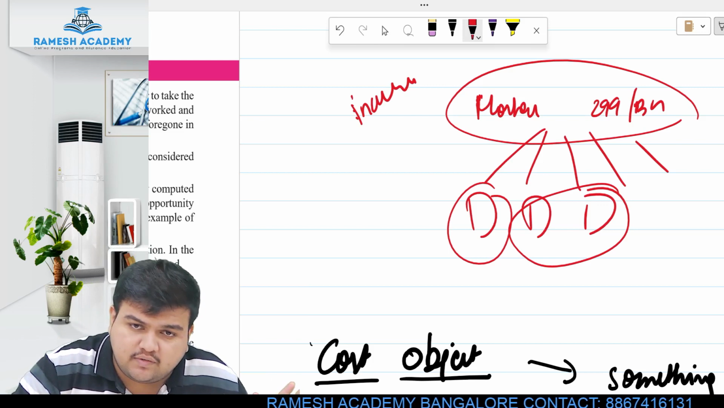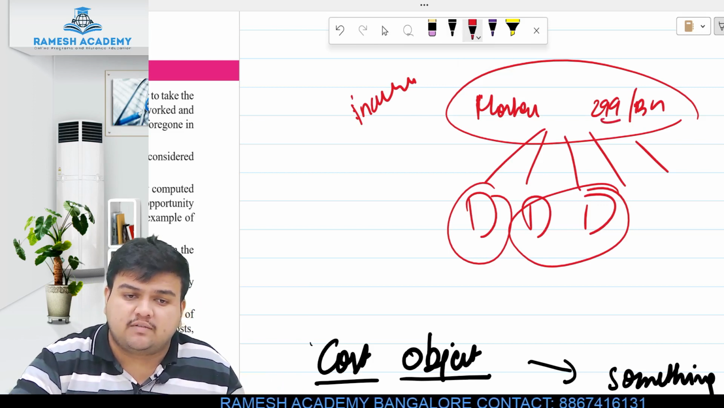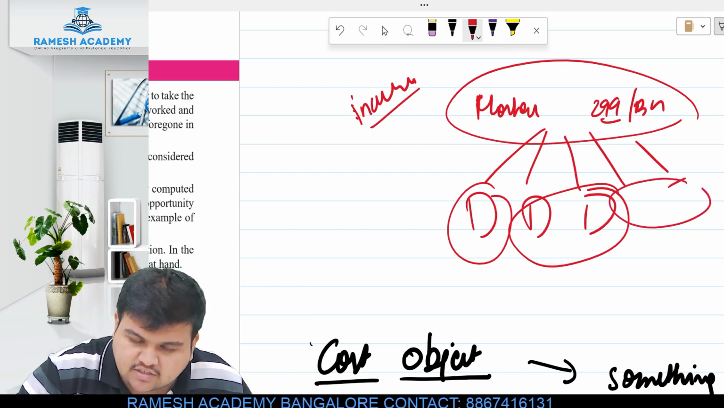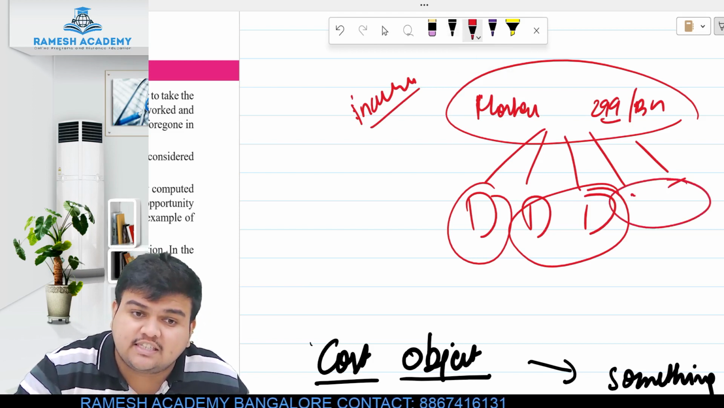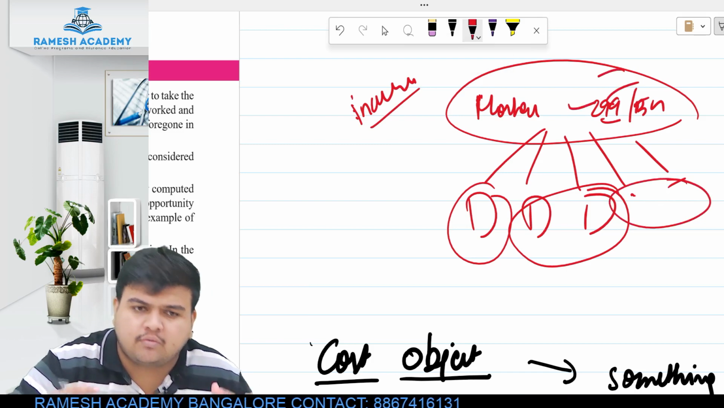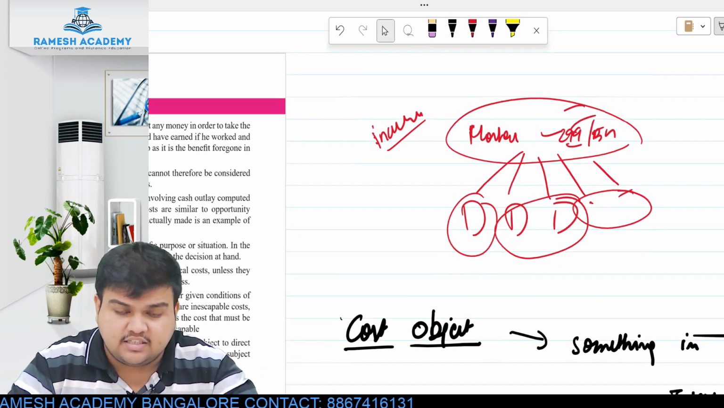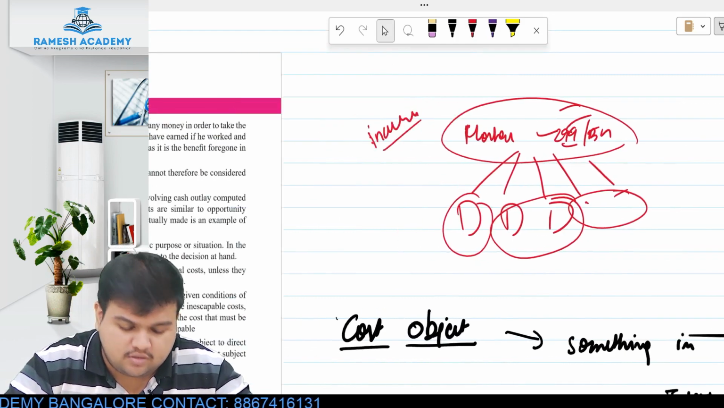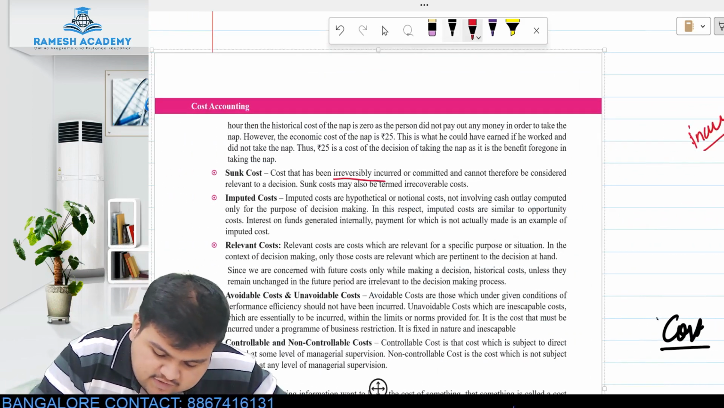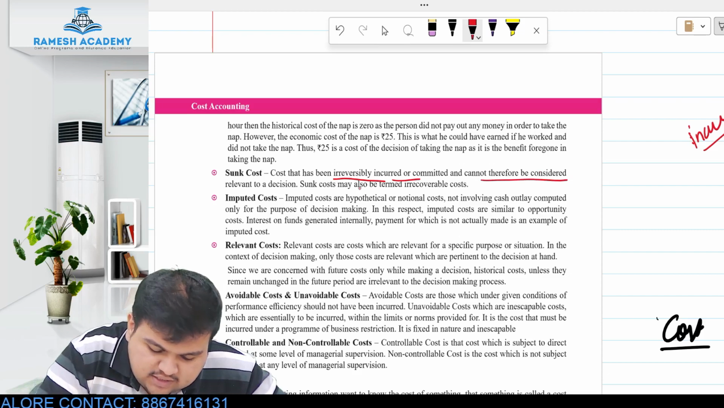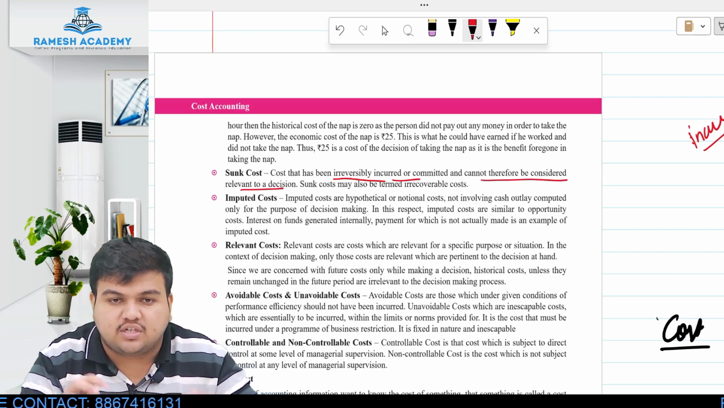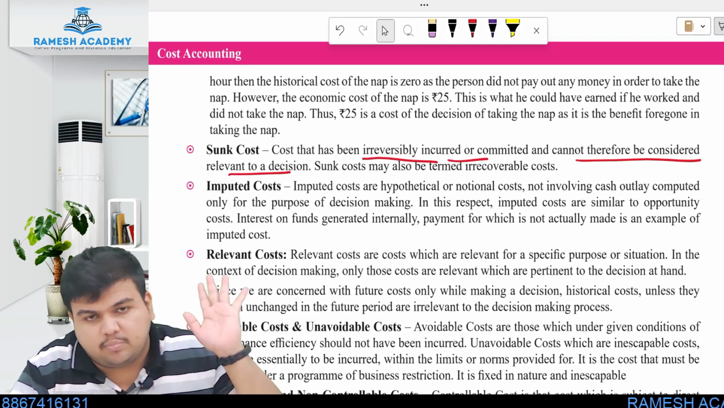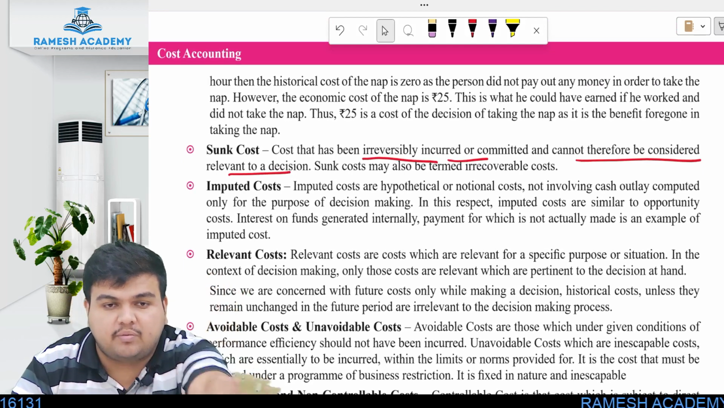If you use it for one device, you need to pay 299. If you use it for 5 devices, you still pay the same. The decision should be whether I should buy an extra 2 devices or not. That is the decision making. The existing payment is irrelevant. So sunk cost is irreversible, already incurred, and cannot be considered relevant for making a decision. Sunk cost is irrecoverable. You have to pay, and it is not relevant for making the decision.